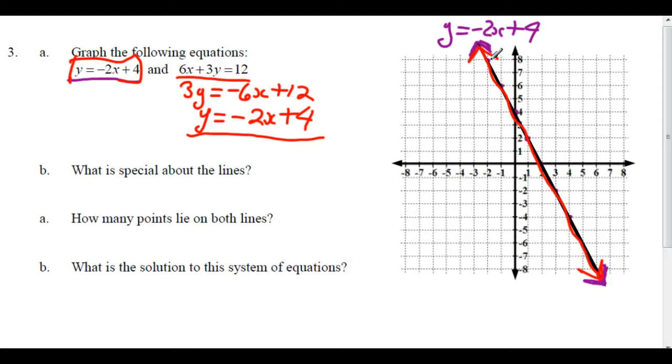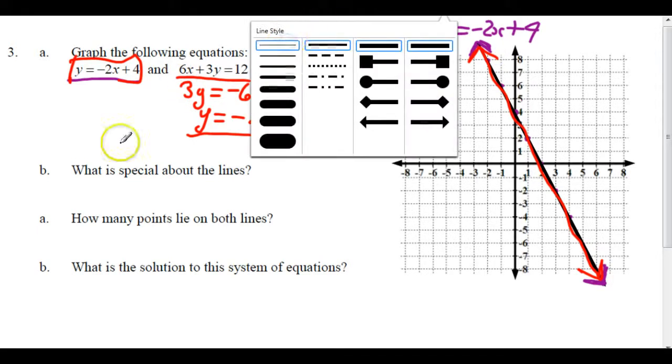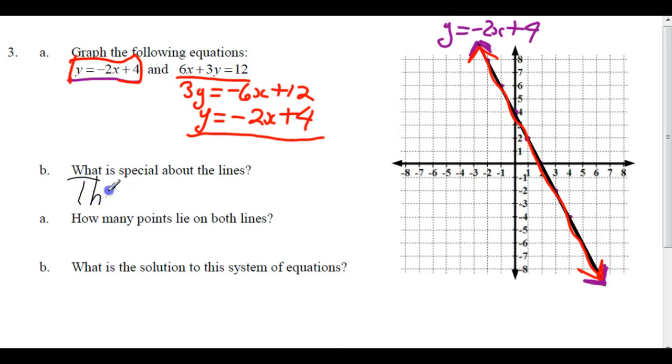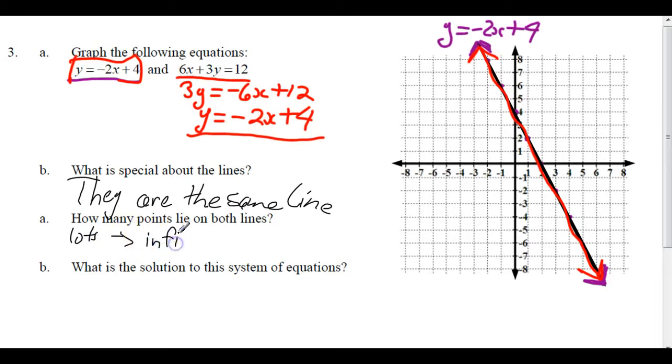Huh, same line. So what's special about these lines? They are the same line. How many points lie on both lines? Lots. Alright, we don't say lots. We say infinitely many. Infinitely many. What is the solution to this system of equations?